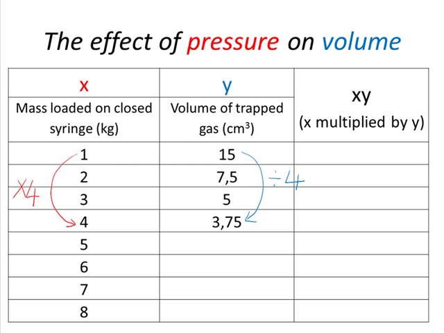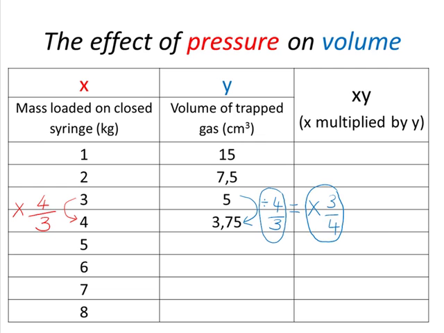Let's maybe take some less nice looking numbers. Let's increase the mass loaded on the syringe from 3 to 4. 3 times 4 over 3, in other words 1 1/3, is equal to 4. 5 divided by 4 over 3, which is the same thing as multiplied by 3 over 4, equals 3,75.